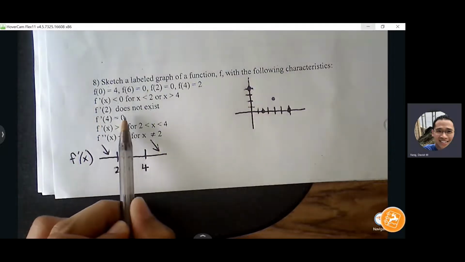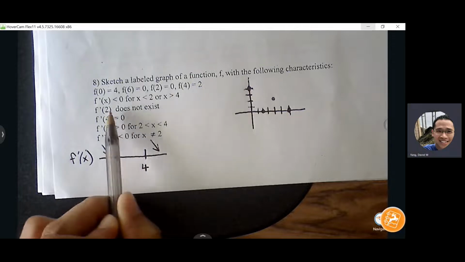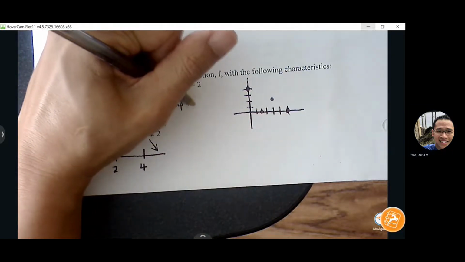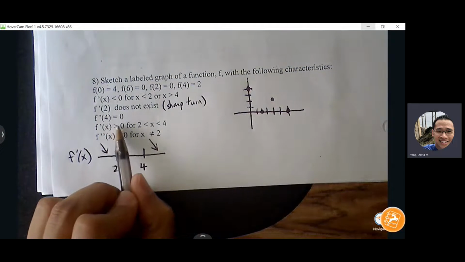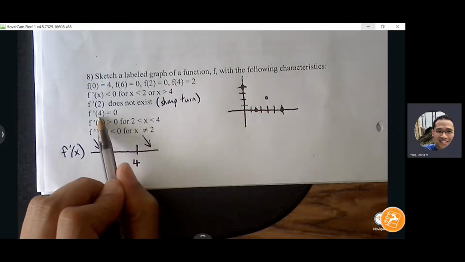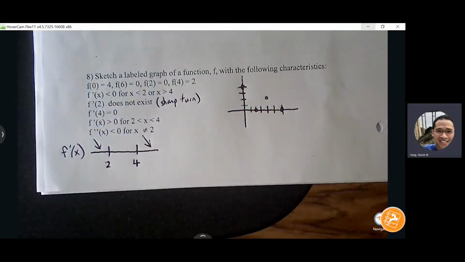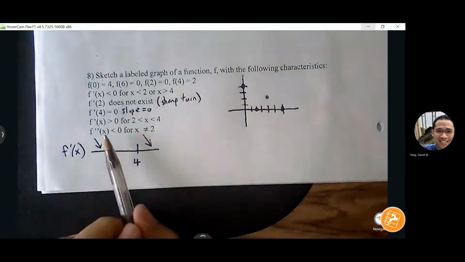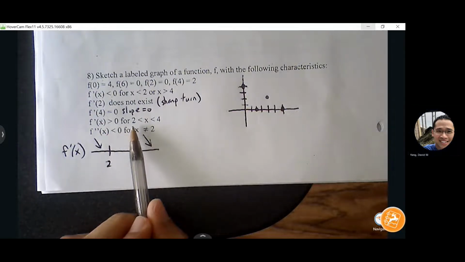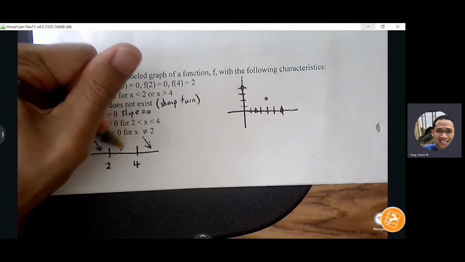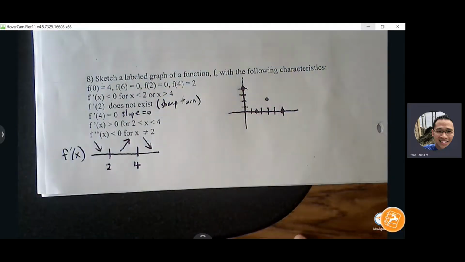Okay, f prime of 2 does not exist. What's a way of interpreting that? Sharp turn. Okay, great, sharp turn there. f prime of 4 is equal to 0. What do we want here? Right. Wherever the ordered pair is, the slope at 4 we want to be 0. Okay, f prime of x is greater than 0 for x between 2 and 4. What does that mean? Positive slope. Yeah, so I can fill out the rest of my slope sign line.